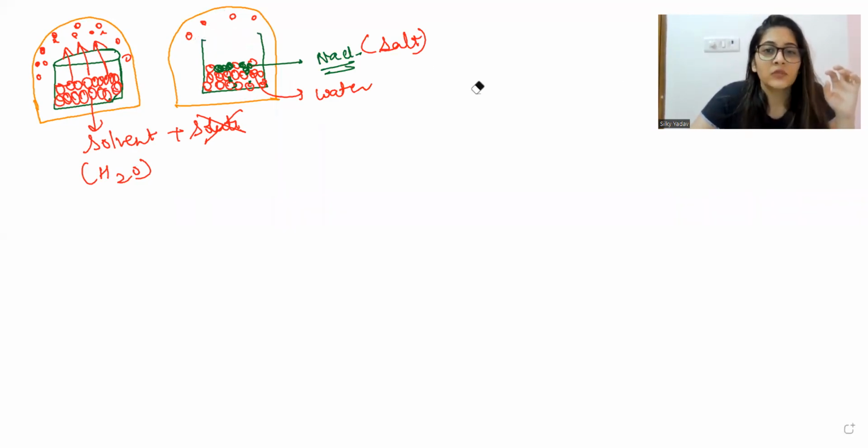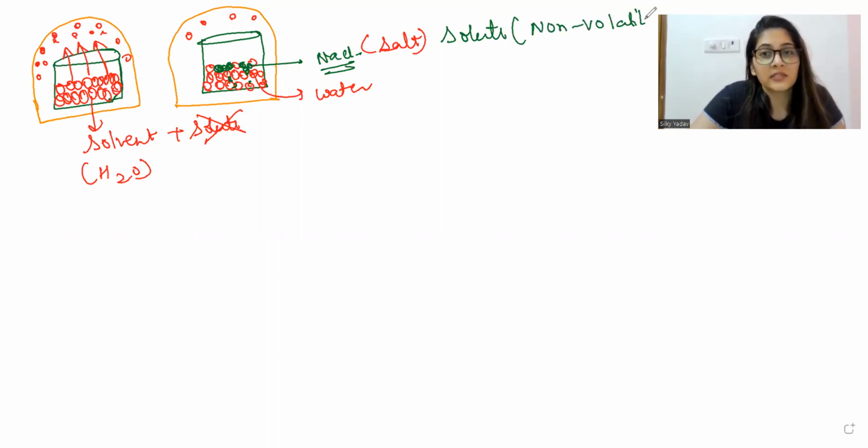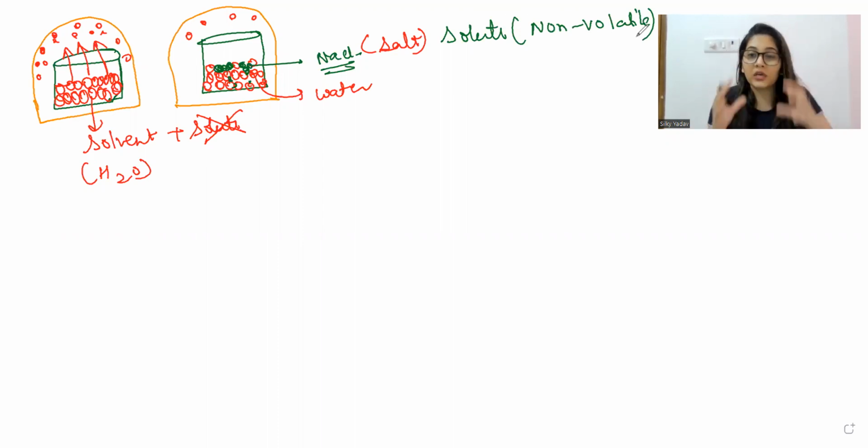That means this time, this is a non-volatile solute that we have. This NaCl is a solute and it is non-volatile. That means it is not going to move out. And because it is not moving out, the other water molecules cannot come and occupy this position, because once this Na will leave, only then can the other molecule of water come here.